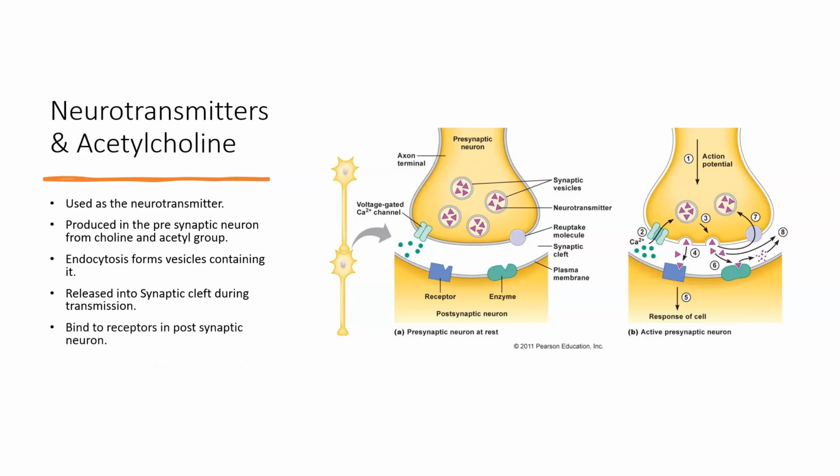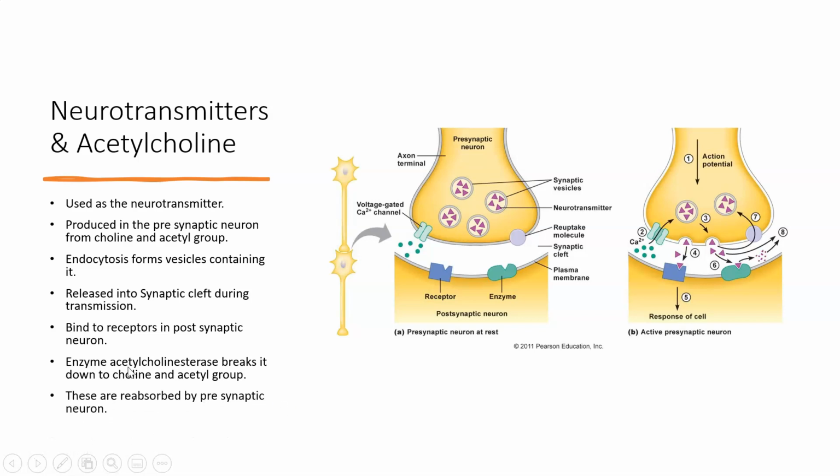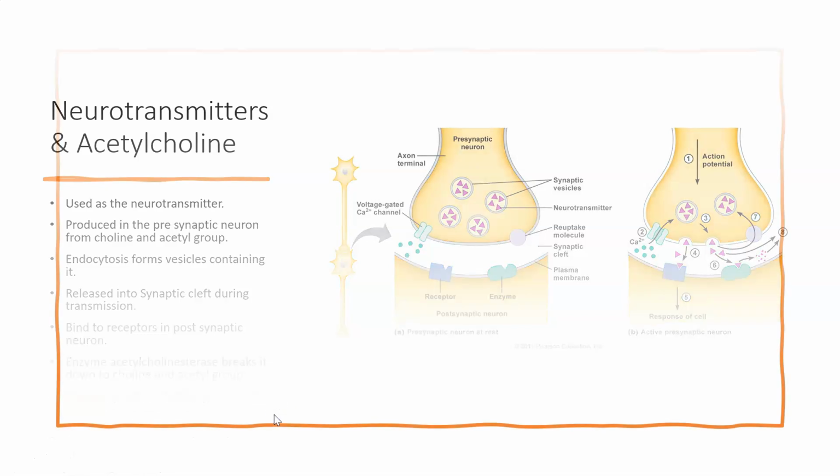It binds to the receptors on the postsynaptic neuron, and then an enzyme, acetylcholinesterase, breaks it down to choline and acetyl group again, and then it's taken back round into the presynaptic neuron.